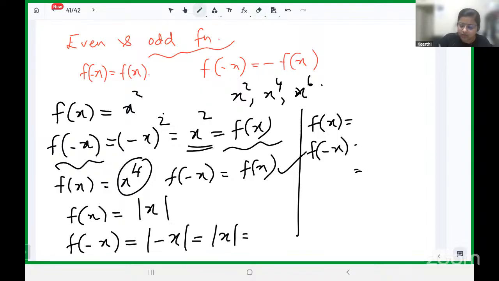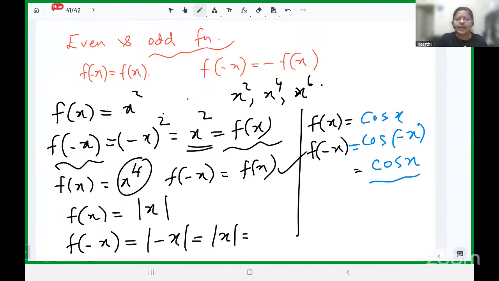Now take cos x. F of x is equal to cos x. So cos of minus x is equal to cos x itself. Okay, cos of minus x is cos x. So cos x is also an even function.